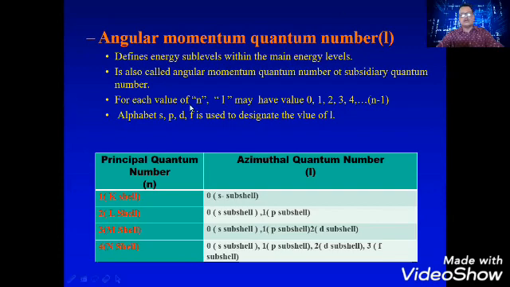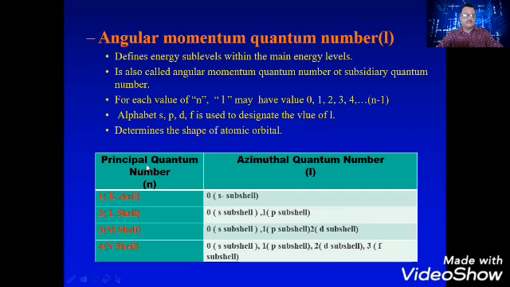So the angular momentum quantum number, or the azimuthal quantum number, is represented by L, and the value of L will depend upon the value of N. For each value of N, L may have value from 0 to N minus 1, and the alphabets S, P, D, F are used to designate the values of L. The physical significance of the azimuthal quantum number is that it determines the shape of the atomic orbital.